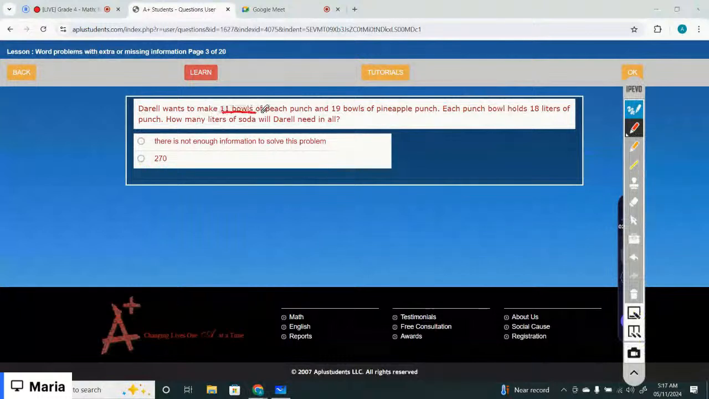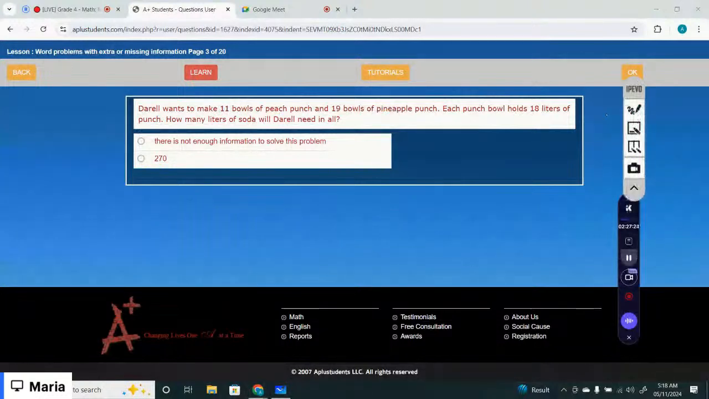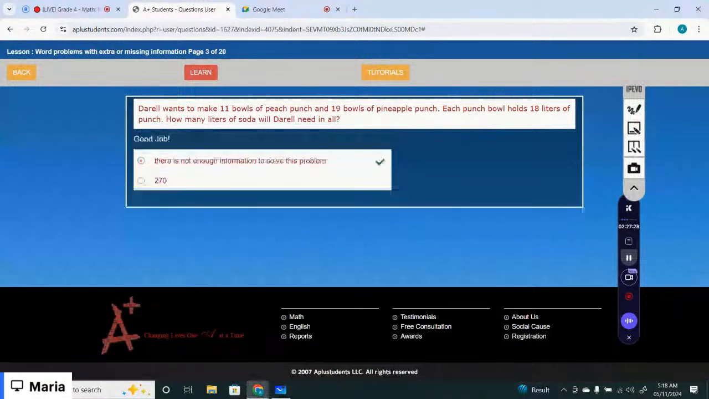11 bowls of peach and 19 bowls of pineapple punch. Each punch bowl holds 18 liters of punch. How many liters of soda will Daryl need in all? But you are not given the measurements for the soda, right? That means there is not enough information to solve this problem.